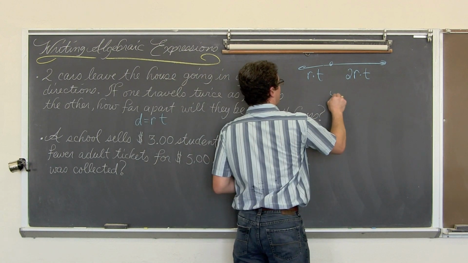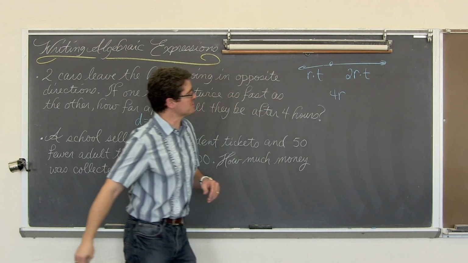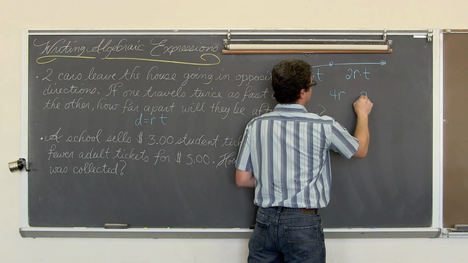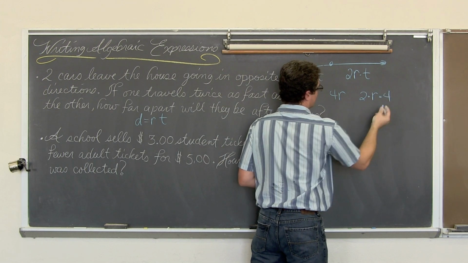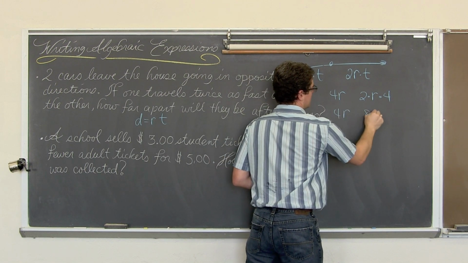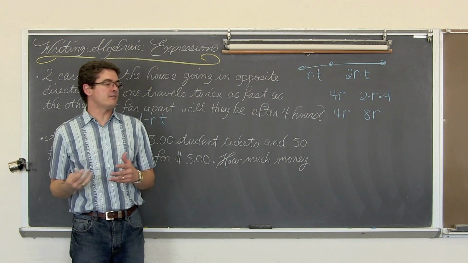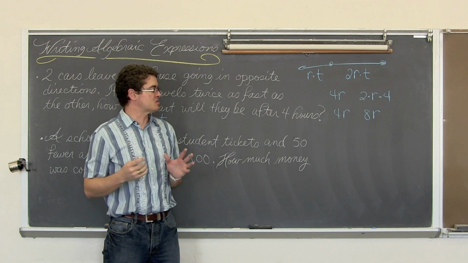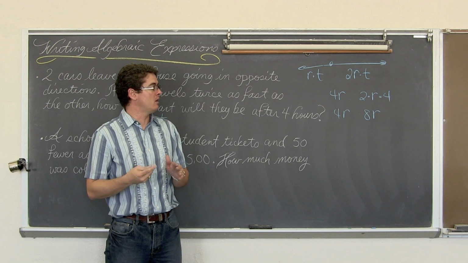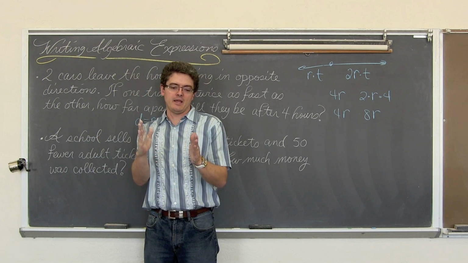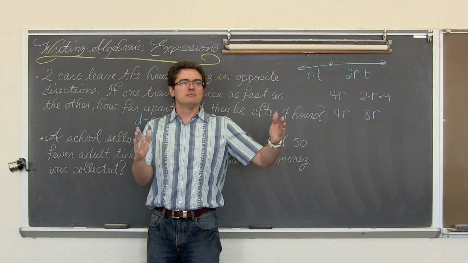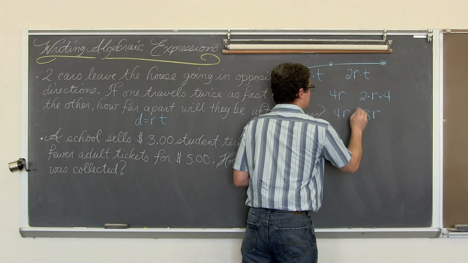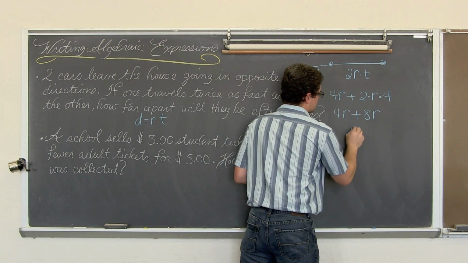So we have 4r for the person going to the left here, and we have 2 times r times 4, or 8r for the car traveling in the, or the boat, or I don't know why I keep saying car, going in the other direction, twice the speed. How far apart are they? Well, if I go 2 miles this way and 4 miles that way, aren't I 6 miles apart? I want to add those. So I'm going to add these up, and my final answer is 12r.